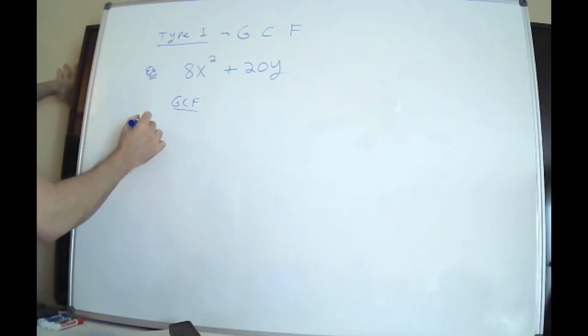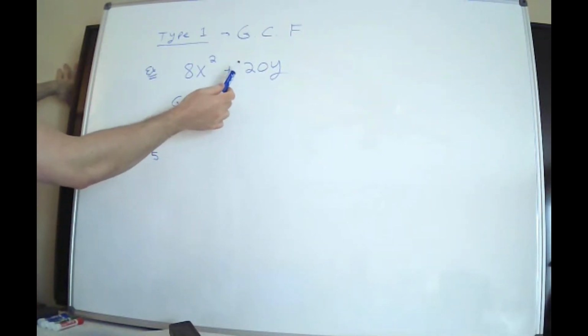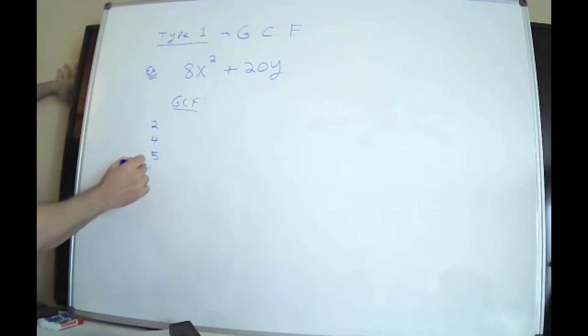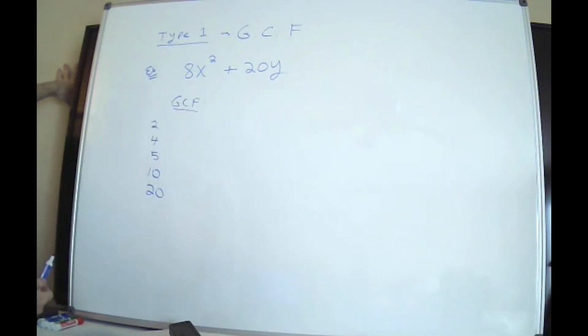So 20 is divisible by 2. It's not divisible by 3. It's divisible by 4 and 5. I mean, 4 times 5 is 20. It's not divisible by 6, 7, 8, or 9. It's divisible by 10, and then it's divisible by 20. Obviously, you can divide 20 by itself, right? So these are all the numbers that divide 20.